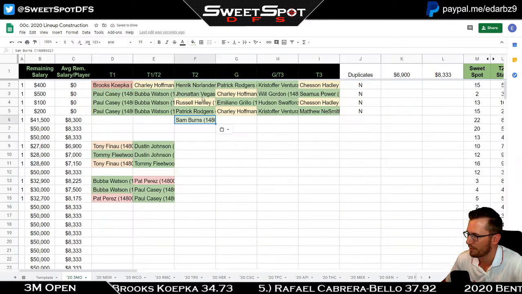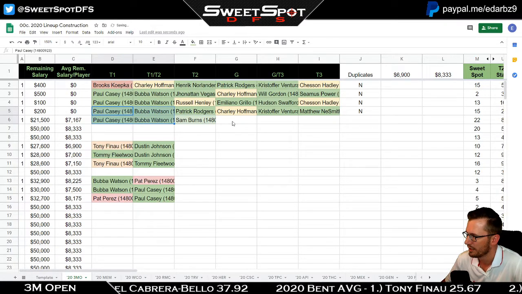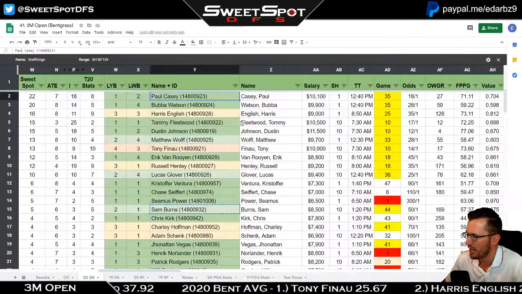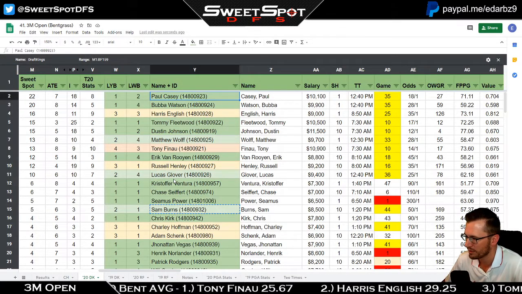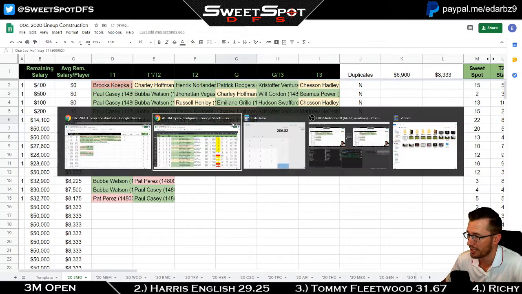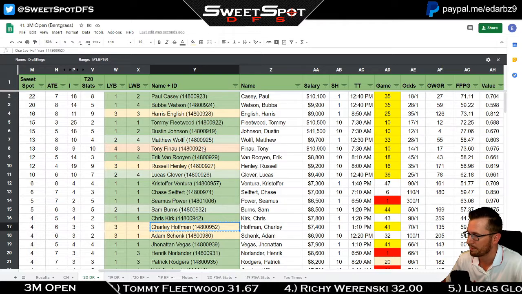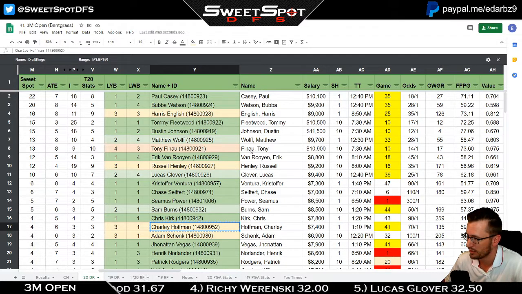I'm going to start with Paul Casey, Bubba Watson. I just want to see what it'll look like. 7,100. Yeah, it just automatically drops down so much. I'm just going to keep grabbing Charlie Hoffman. I could probably grab Chesson Hadley, but I'm just going to grab Charlie Hoffman. By the way, I also really like Tony Finau.